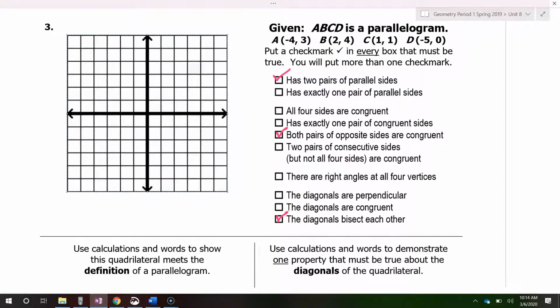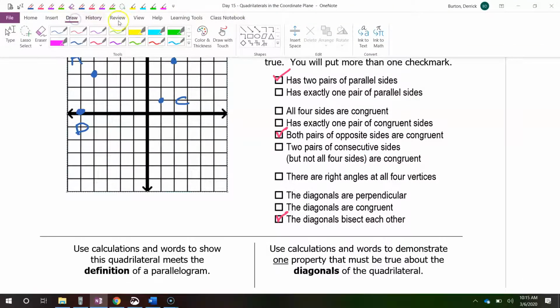Let's plot these points to help us out. Okay, so (-4, 3) would be right here. All right, so there's point A. And (2, 4), so that's B. (1, 1) is C. And (-5, 0) will be point D. All right, let's connect these up real quick.